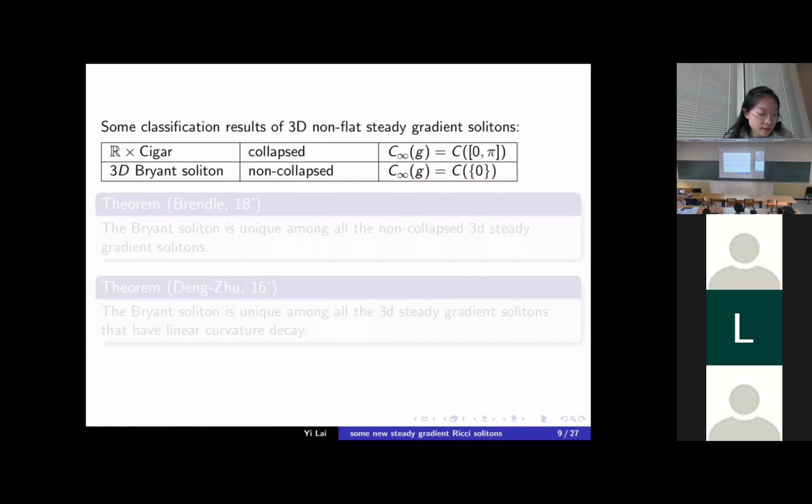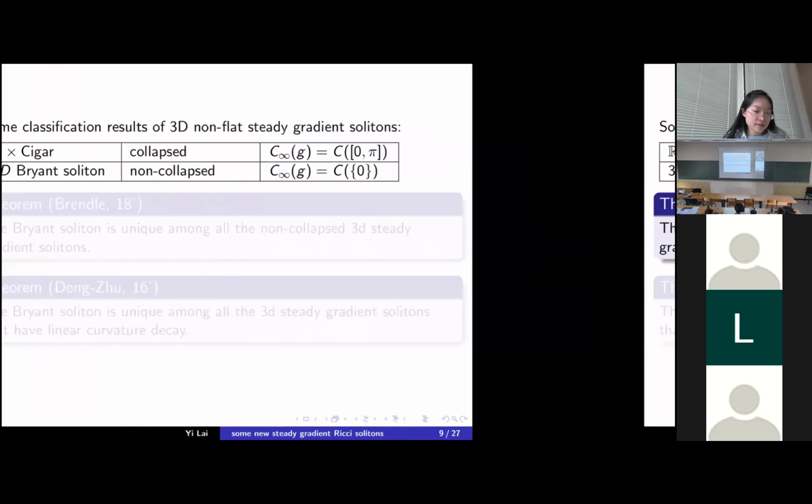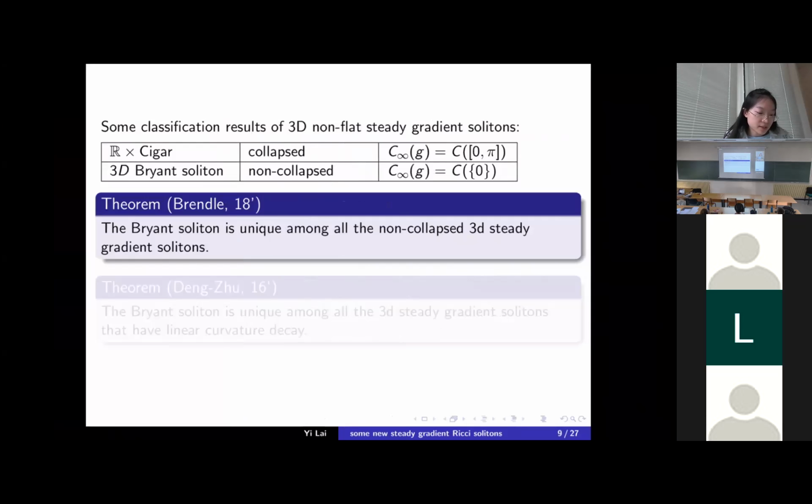Okay, so there are some nice classification results of three-dimensional static gradient solitons under additional assumptions. With these additional assumptions, they are able to show that the soliton is either the first one or the second one. The first condition that you can add is non-collapsing, and it is a result by Brendle, which says that the Bryant soliton is the unique such solution.